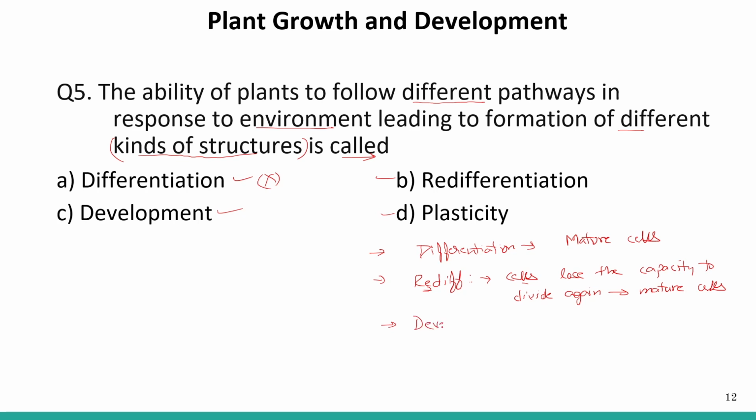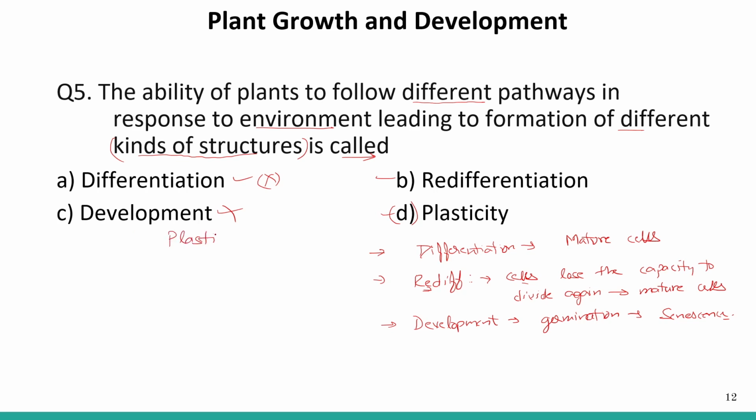Now, next option is development. Again, development means all the stages from the germination of the seed, if we talk about the plants, from germination of the seed to the senescence. And senescence ultimately leads to death of the organism. So this is also not true. Now, last option is plasticity.